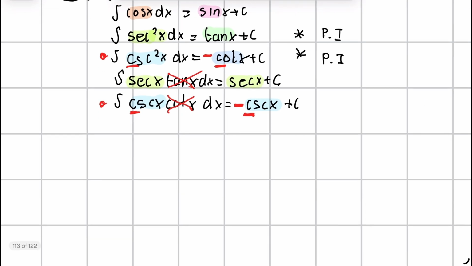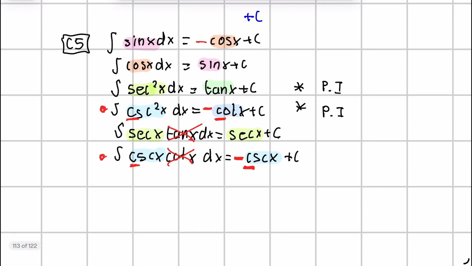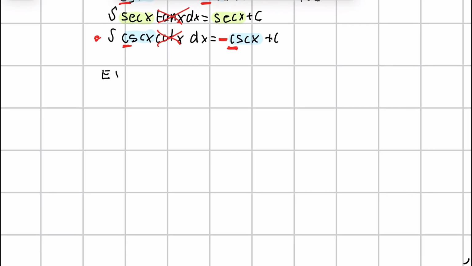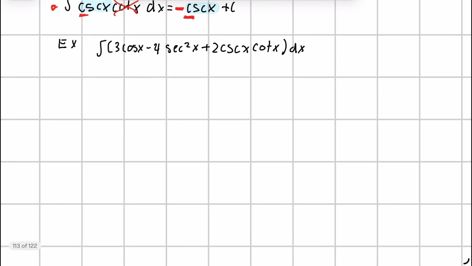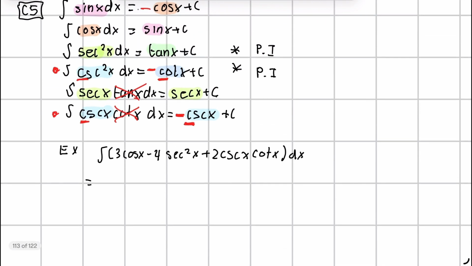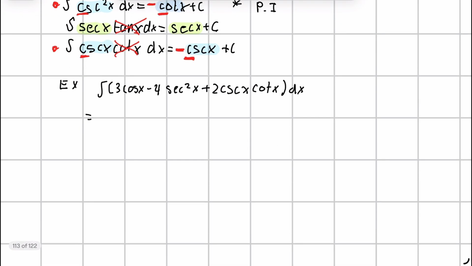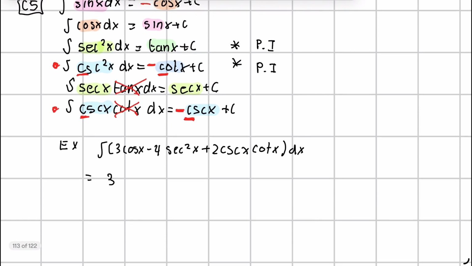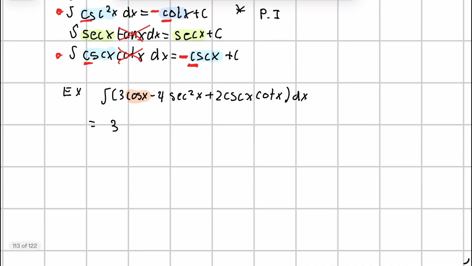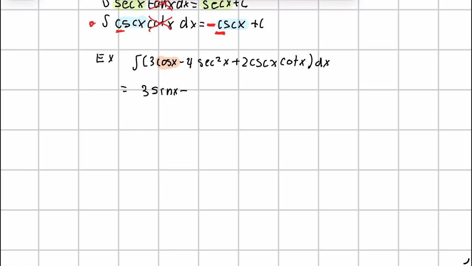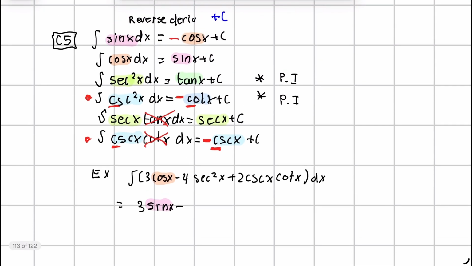Okay, so now let's actually do an example with these. Remember that these are just going to be the reverse of your derivative. So let's say, for example, we have the integral of 3 times cosine x minus 4 times secant squared x plus 2 times cosecant x cotangent x dx. Well, first off, we know that cosine x, according to our list, the integral of that is just going to be sine x. So then we still have 3, and instead of cosine x, we can just write sine x. We have just 3 sine x minus, and then for 4, let's look back at our rule. For secant squared x, when we integrate, we have tan x plus c.